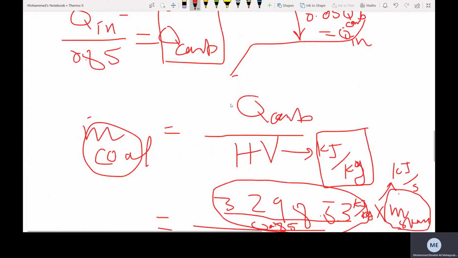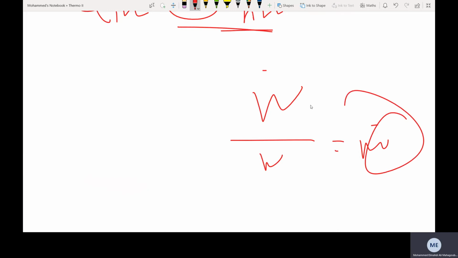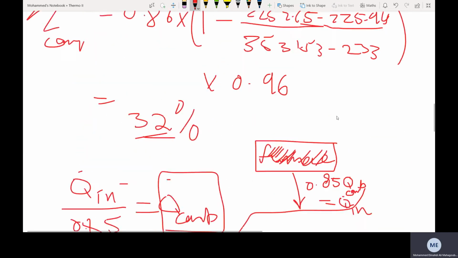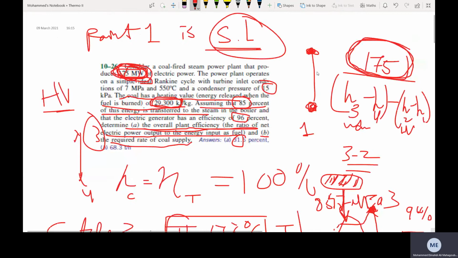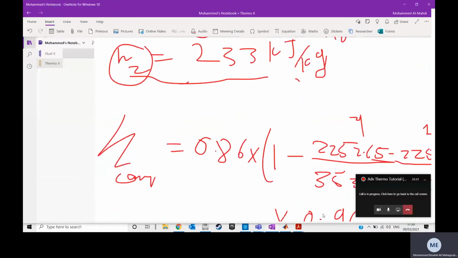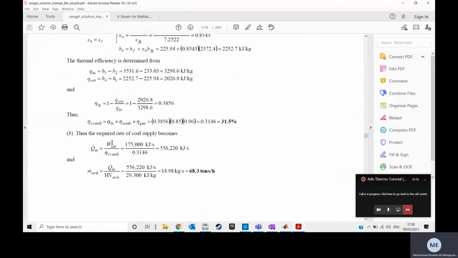Remember, if you divide W capital dot by W small, you will always get m dot. So just do this calculation and you will get the m dot of steam. Just to save time, I'll show it to you here. So this was the net work. I think he did it in a different way, but again, you can do the same thing.